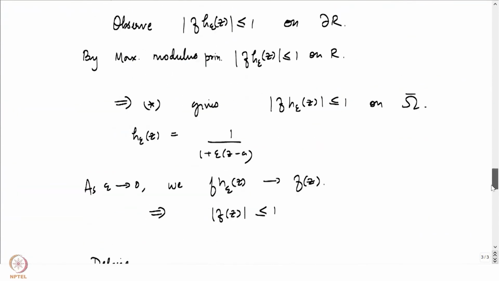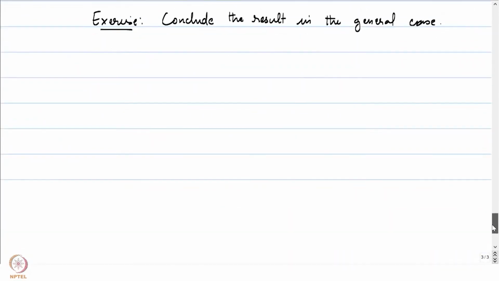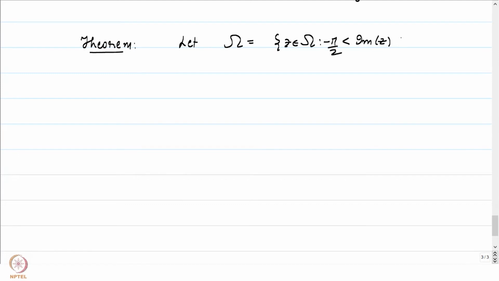Let's look at one more example of the Phragmen Lindelof method on another unbounded domain, which now is going to be a horizontal strip rather than a vertical strip. So let me just state the theorem down for you. Now our omega is going to be the set of all z such that the imaginary part of z is between minus pi by 2 and pi by 2. So this is the domain we considered earlier.